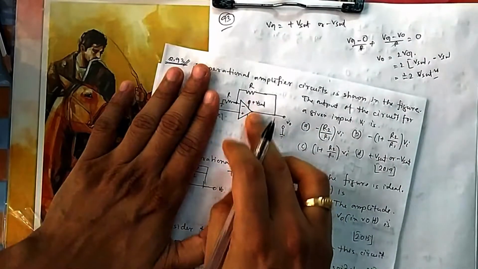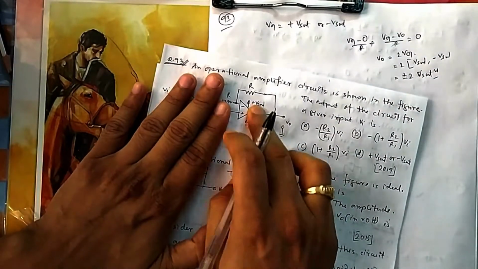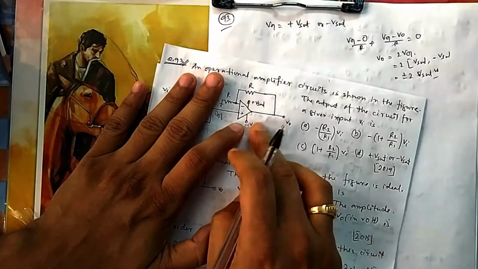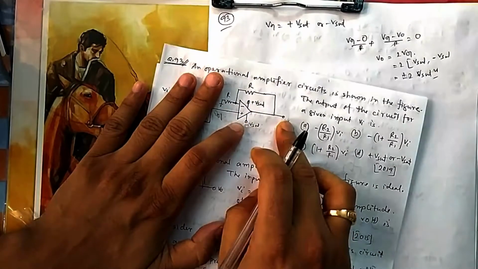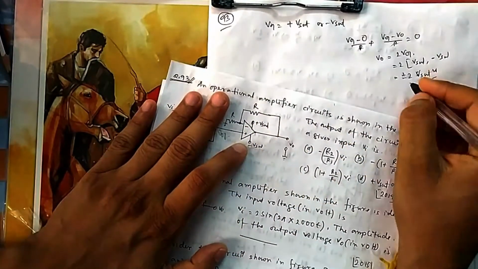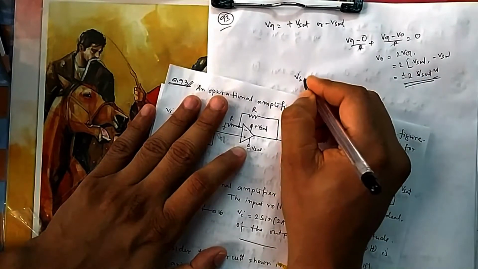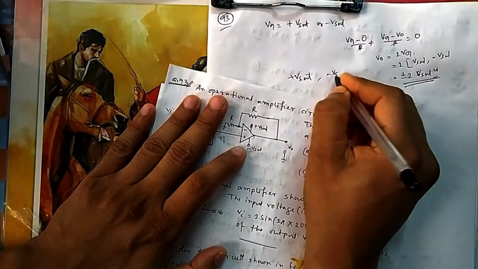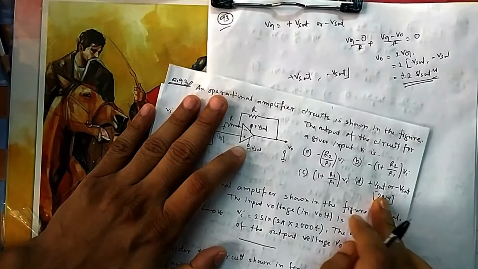Either it will be plus 2 V set or minus 2 V set. But here the supply is given as plus V set, minus V set. So I told you the output will never cross this voltage. The output will never cross this V set. Output will be restricted to plus V set and minus V set. So it will be this one, option D.